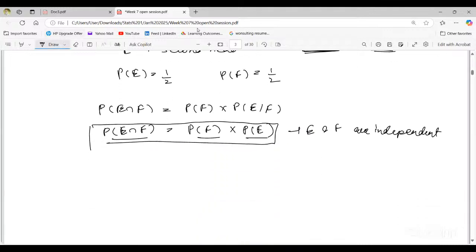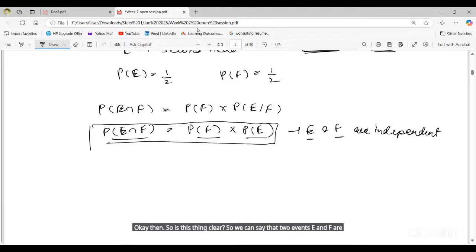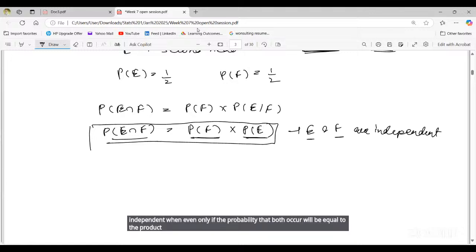Okay then. So is this clear? We can say that two events E and F are independent if and only if the probability that both occur is equal to the product of their individual probabilities. Got it?